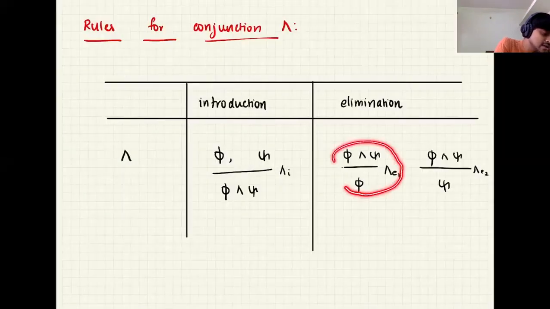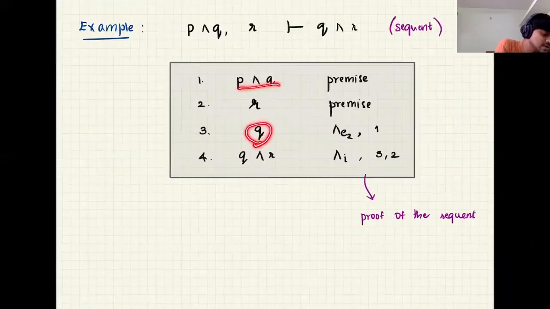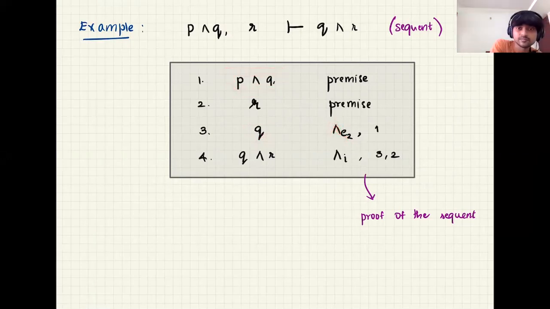If I know phi and psi, I can use phi. If I know phi and psi, I can use psi. So this is the AND elimination on the second component. This is the explanation of how I derived Q. I derived Q by applying the AND elimination rule to the first derivation. And how do I derive Q and R? I apply the AND introduction rule to R and Q. That is, whatever I derived here and whatever I derived here, I apply the AND introduction. That's all. So whatever this box is, is the proof of this sequent.